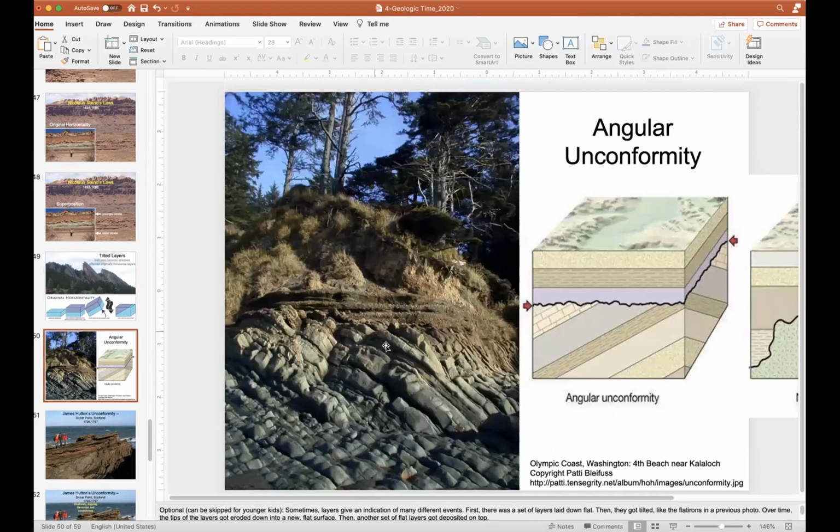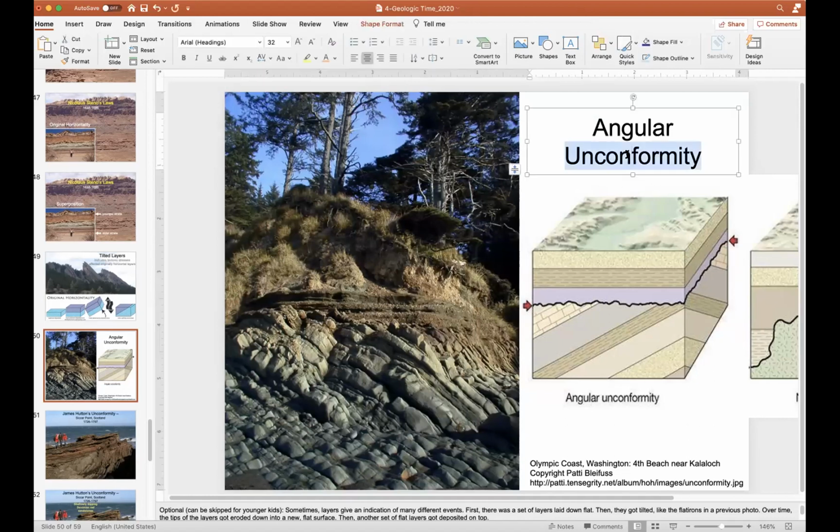This might apply to folding too. Okay, so consider that there might be folds or tilting of different units, and up is not always up either. Sometimes units can be upside down. So in some cases you need to know which way is up. I don't think your problems get that complex though. The last thing I'm going to mention are unconformities.